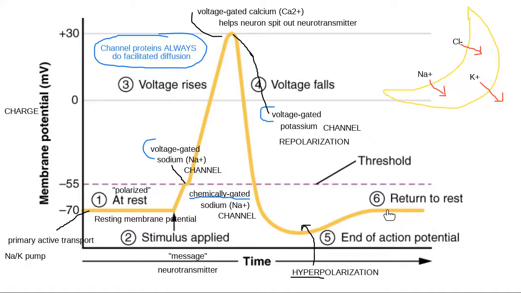So we're going to go back up to rest. We're going to get back to normal using the sodium-potassium pump and using the leakage channels. So in this period that we call hyperpolarization, we're more negative than we need to be. We're hyperpolarized. We'll use that sodium-potassium pump and we'll use our leakage channels to get back to normal.